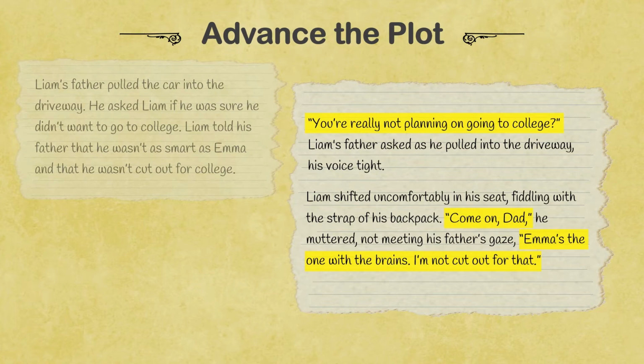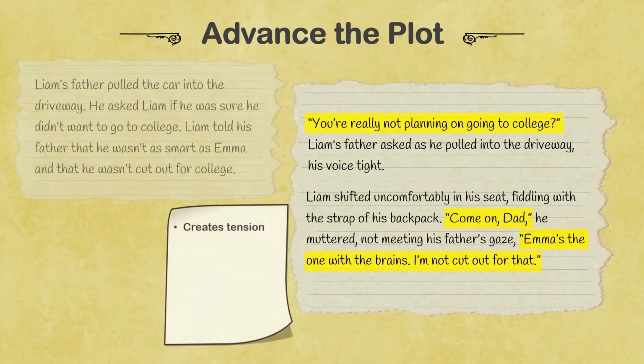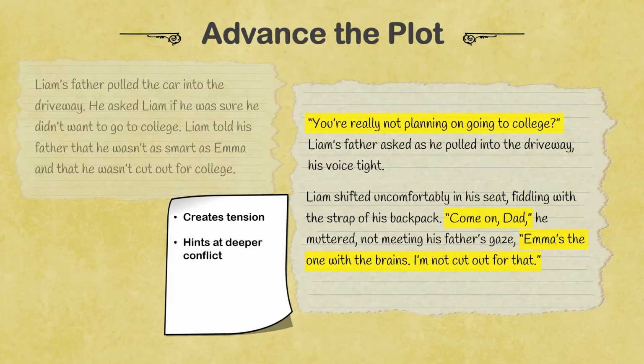The dialogue between Liam and his father advances the plot by creating tension and hinting at a deeper conflict about Liam's future. It raises questions about his reluctance to pursue college and his self-doubt, making his decision a key turning point in the story.